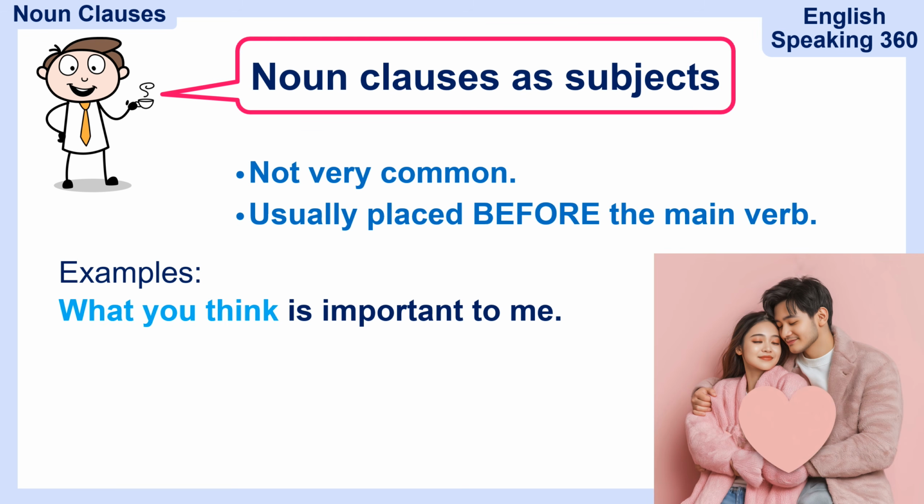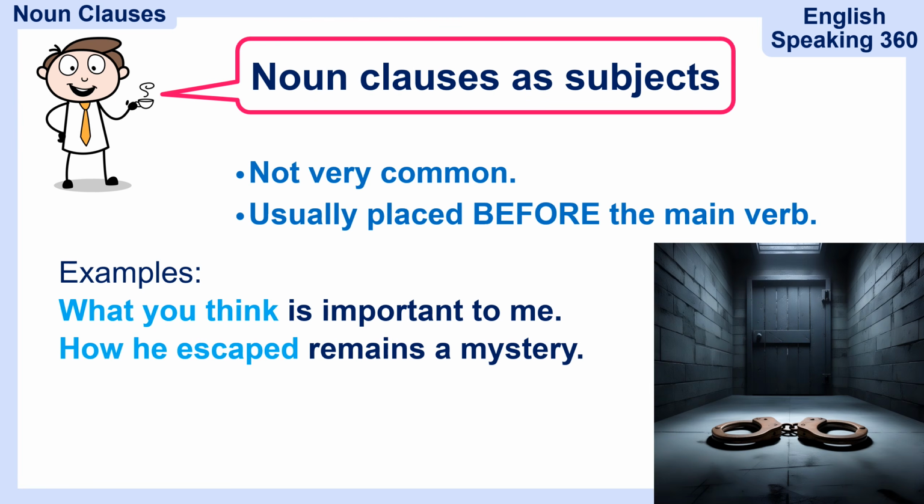Oh, what a romantic guy. What you think is important to me. What is important to me? What you think. How he escaped remains a mystery. Well, that's a very nice sentence right here. What remains a mystery? How he escaped.